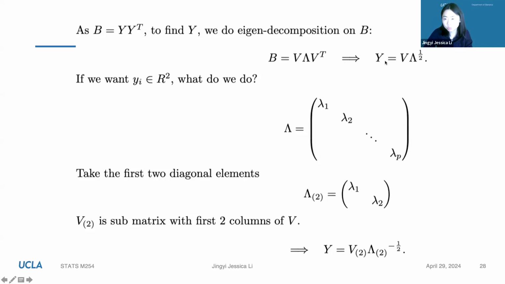But this Y may not be just 2-dimensional. To make it 2-dimensional, we do the truncation on the eigenvalue. This is the very typical strategy for truncation, for approximation. And you just keep the first 2 eigenvalues, set the rest to 0. Okay, and basically you just take the first 2 eigenvectors, first 2 eigenvalues, take the square root of the first 2 eigenvalues, and that is your Y. So then you'll get a 2-dimensional embedding.